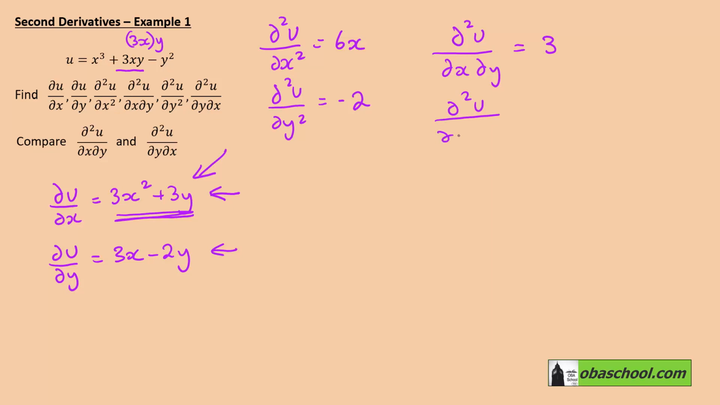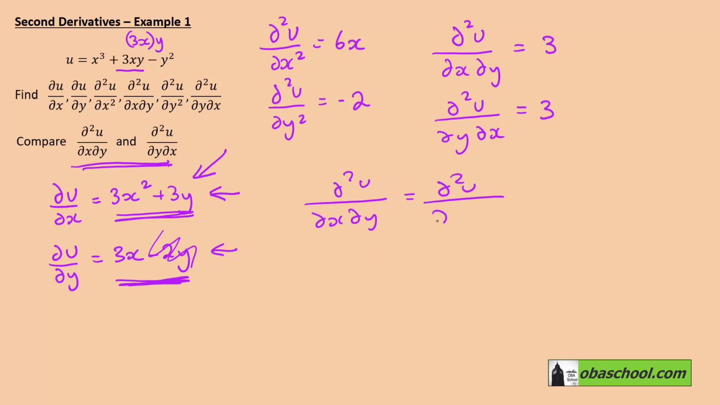And d2u dy dx is produced by differentiating this one with respect to x. So you can see the 2y term is a constant now. 3x differentiates to 3. And so we can see when we compare those that d2u dx dy is going to be equal to d2u dy dx. We can see that both of those are equal to 3.